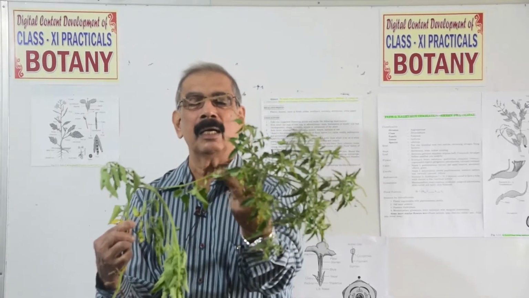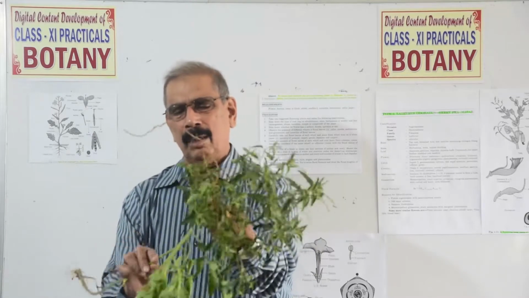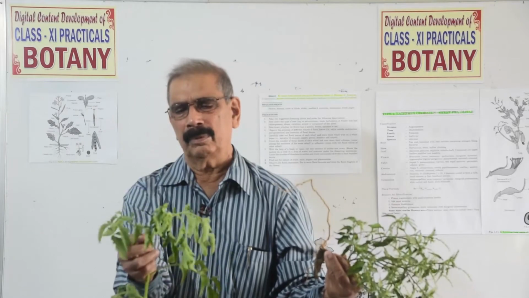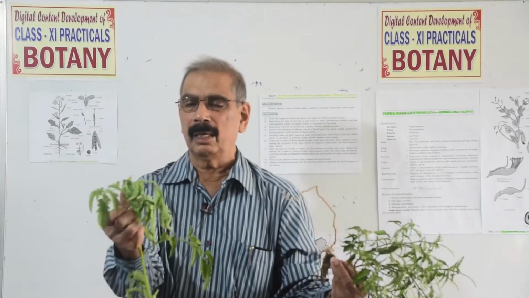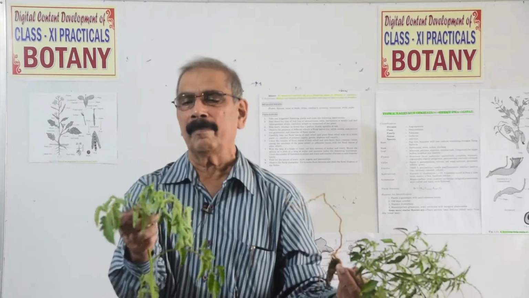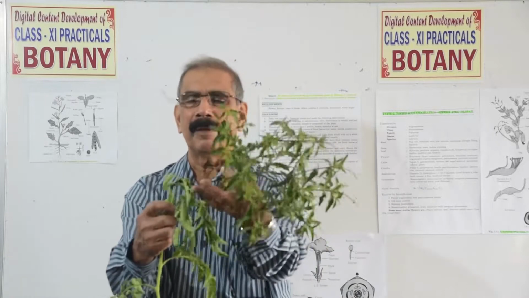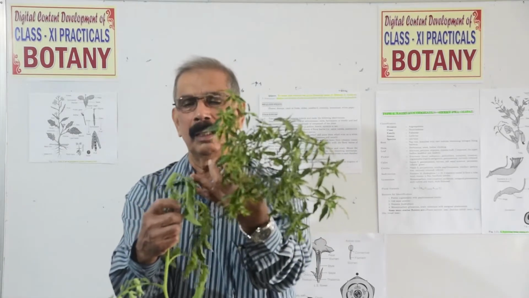There are leaflets, and there are various types of compound leaves, pinnately compound, palmately compound. This is a pinnately compound leaf, and this is the paripinnate. The paripinnate you see everywhere.